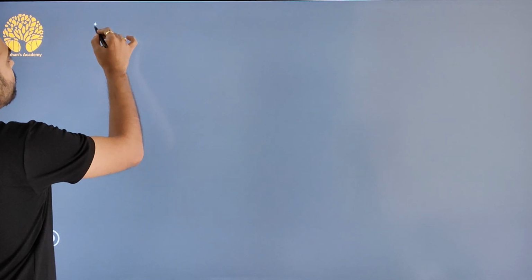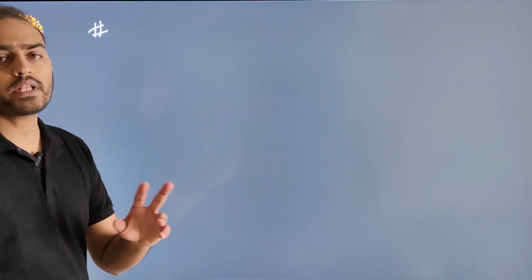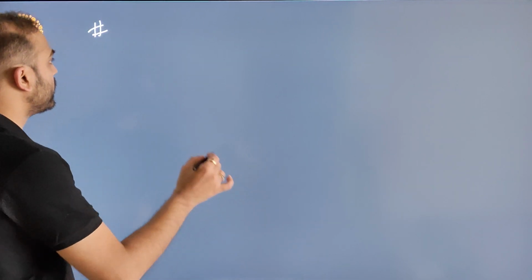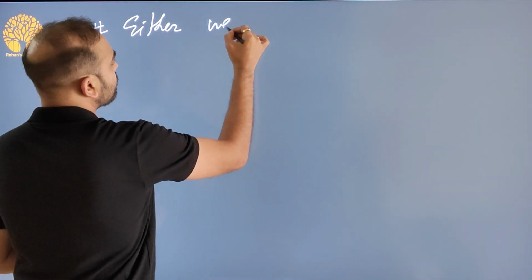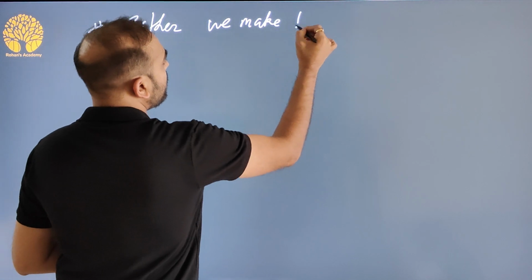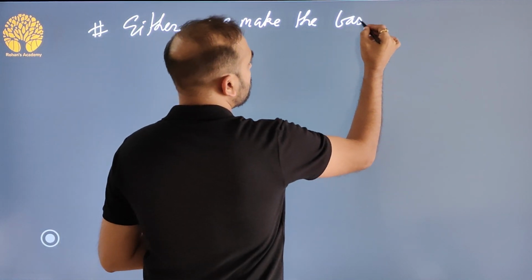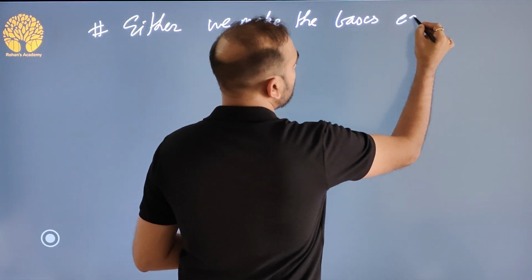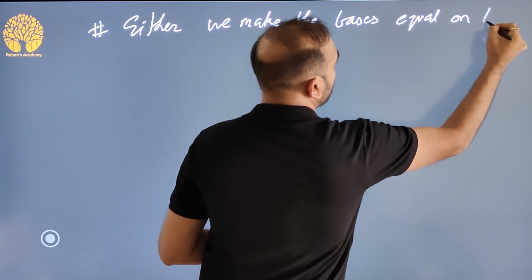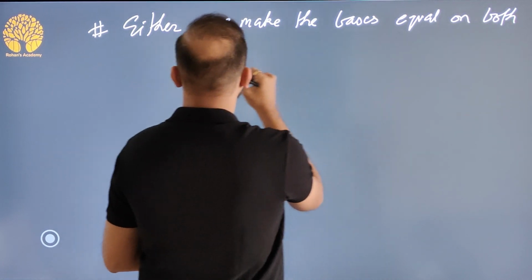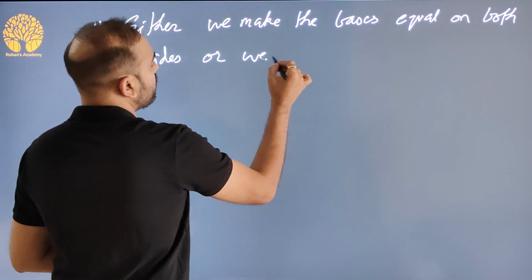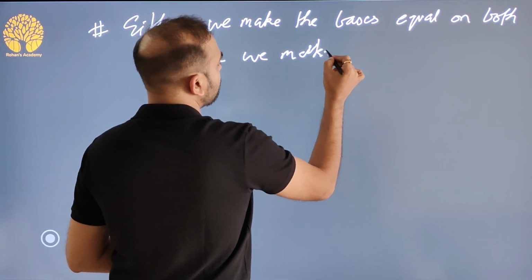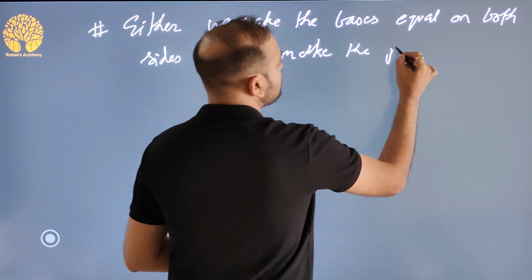Whenever we are solving questions, there are two things that we try to look for. One is, either we make the bases equal on both sides of the equation, or we make the powers equal.